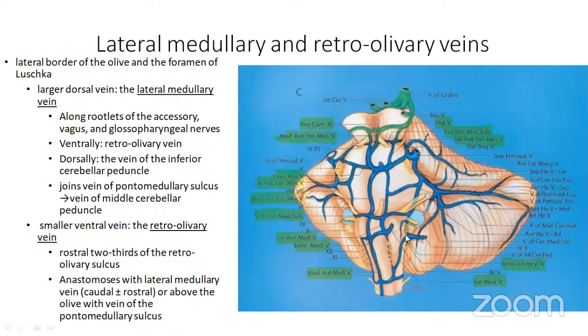The smaller vein, that is the retro-olivary vein, is usually present at the rostral root hairs of the retro-olivary sulcus. It anastomoses caudally with the lateral medullary vein, and cranially, it may anastomose with the lateral medullary vein, or it may drain directly into the vein of the pontomedullary sulcus and join the vein of the middle cerebellar peduncle.